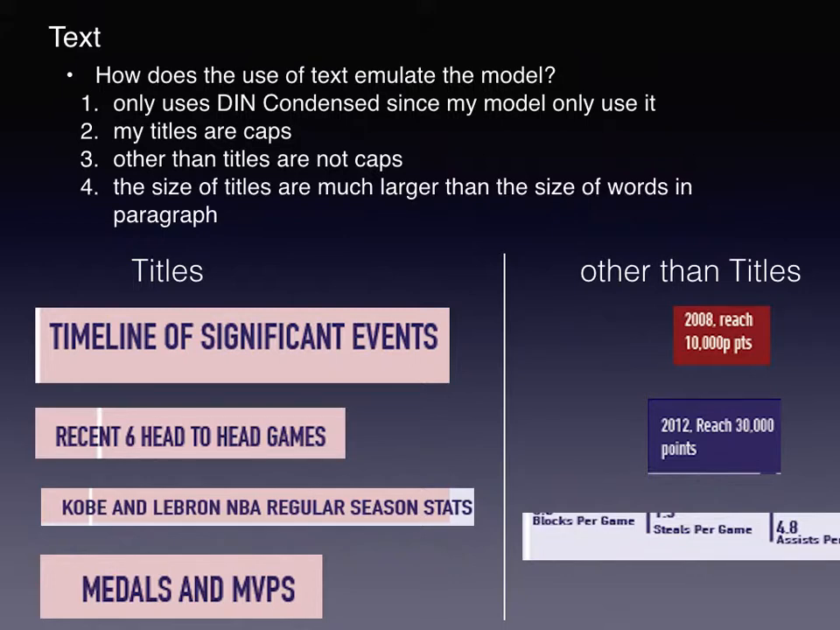How does the use of text emulate the model? I only use DIN Condensed since my model only uses it, and my titles are all caps. Other than titles, the text is not caps, and the size of my titles is much larger than the size of the words in paragraphs. I also pay attention to the space between two words. I try to match the styles of my text model as much as possible.